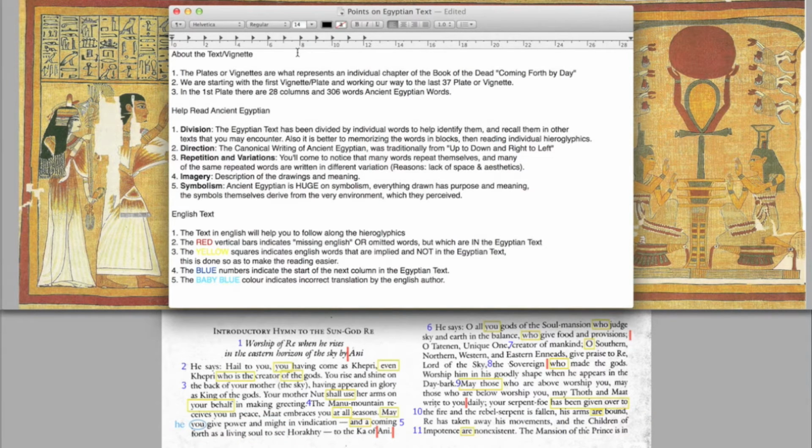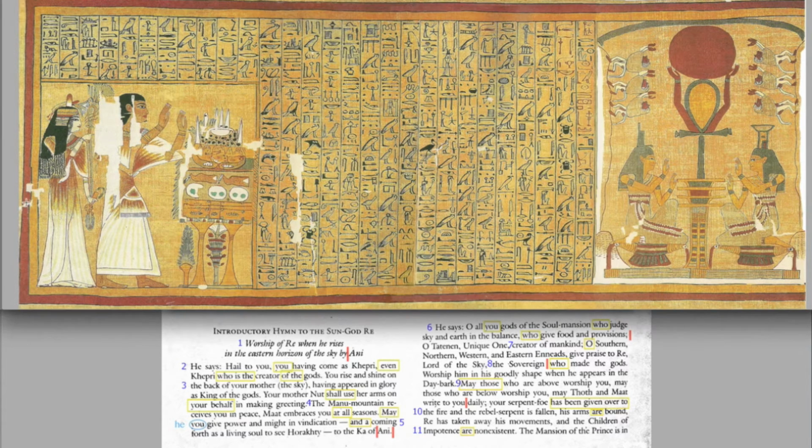On the very top, you have about the text in vignette. So, number 1. The plates or vignettes are what represents an individual chapter of the Book of the Dead, or Coming Forth by Day, as the Egyptians referred to it. We're starting with the very first vignette plate, working our way to the last, 37. In the first plate that you have here, you have 28 columns and 306 words.